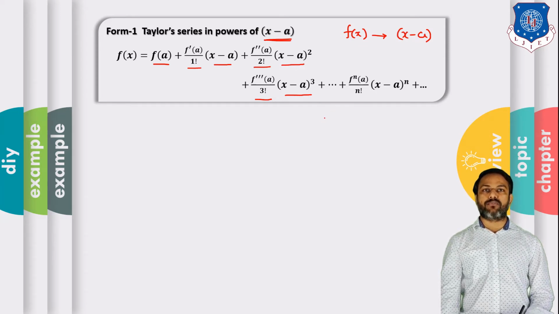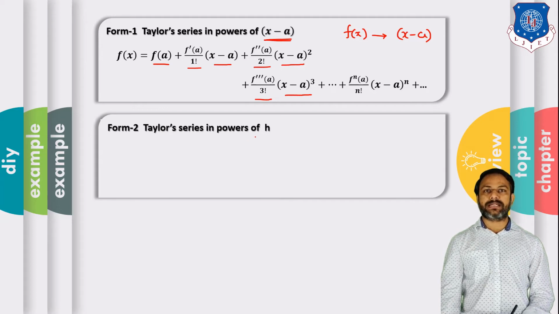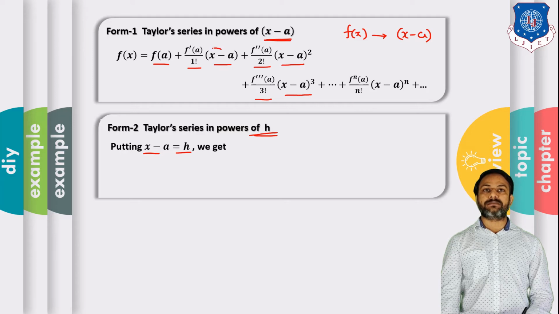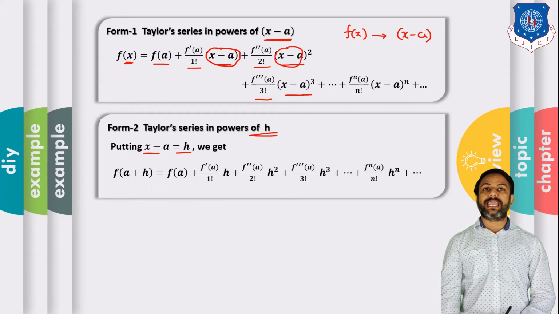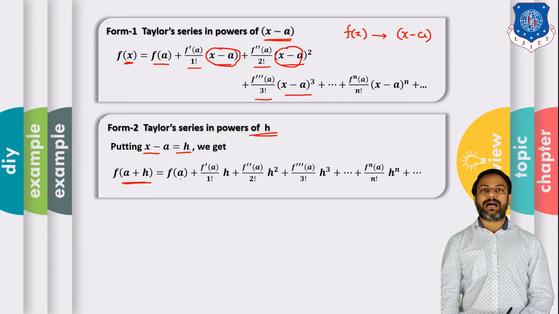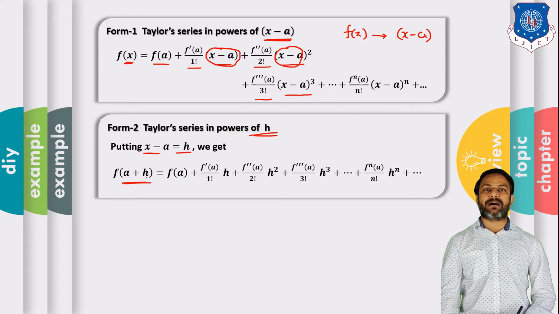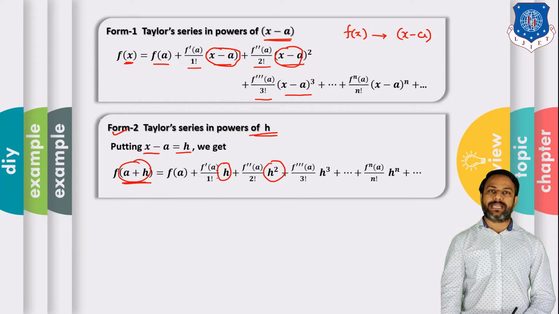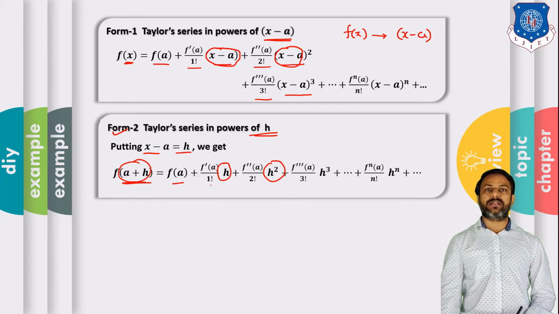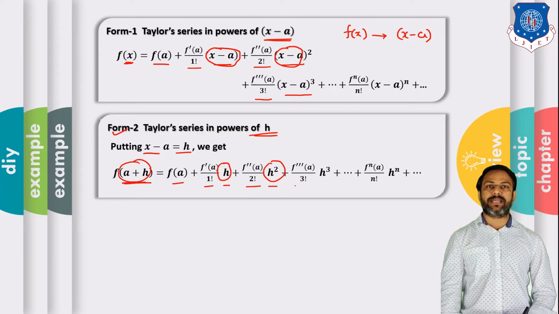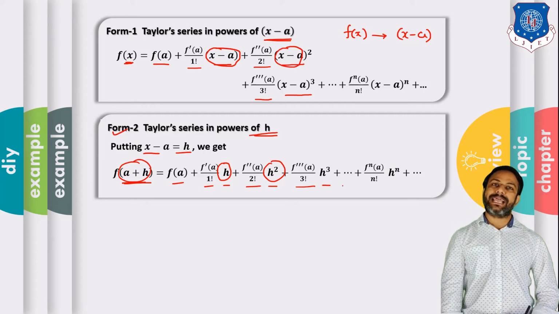By using this form 1, we can obtain form 2, which we have already seen in previous lecture. The Taylor series in power of h. By putting x minus a is equal to h, x becomes a plus h and x minus a becomes h. So we have the Taylor series f of a plus h. So whenever in example asked that expand f of a plus h in powers of h, then we will use form 2. So we have f of a plus h is equal to f of a plus f dash of a by 1 factorial into h plus f double dash of a by 2 factorial into h square plus f triple dash of a by 3 factorial into h cube plus and so on.